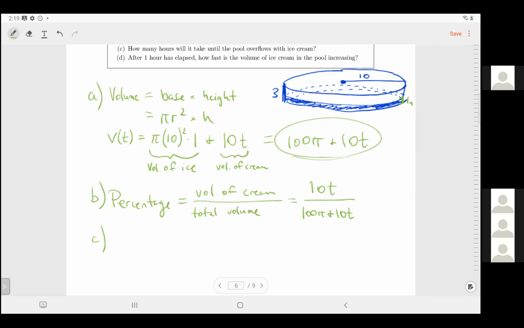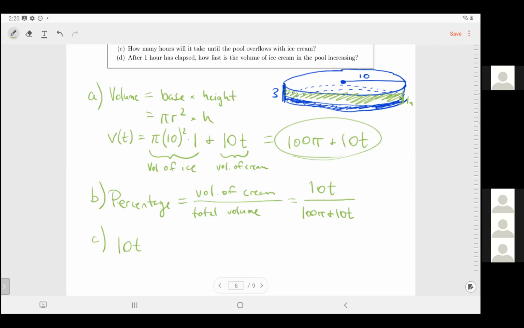Wouldn't you just make 10t equal to the difference between the amount of ice at the bottom and the entire volume of the pool? Cool, I like that. So that's one option. We could say 10t, that's the volume of cream. And so we could say, when is 10t equal to the remainder of this pool? Would that be 2 meters cubed? Or sorry, whatever the remainder is. Yeah, the remainder would be the volume of the cylinder with height 2.